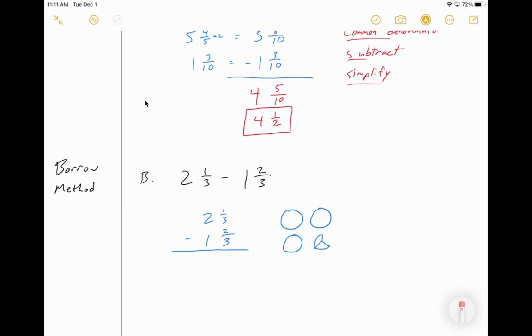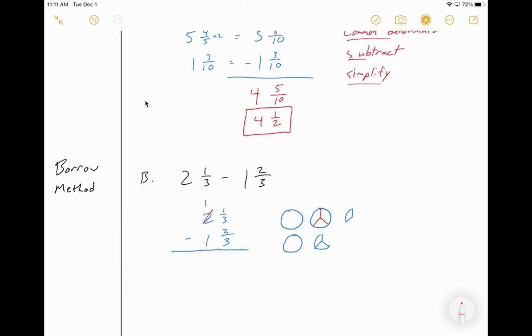This one came out a little big. Okay, so I've got 2 1/3 compared to minus 1 2/3. So this is what I'm going to do to borrow. Check this out. When I borrow from the 2, that becomes 1 whole. And what I'm going to do is split this up into thirds, because I want to be able to subtract away thirds.